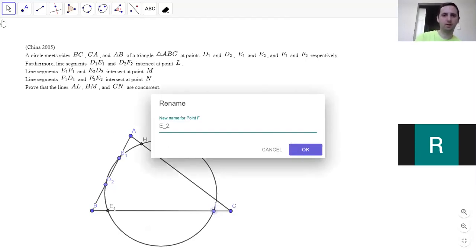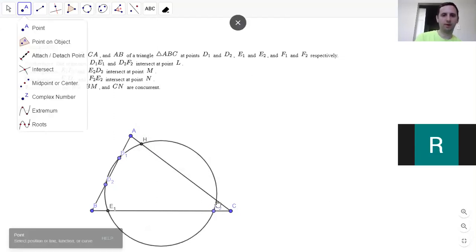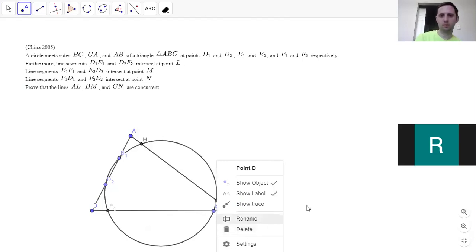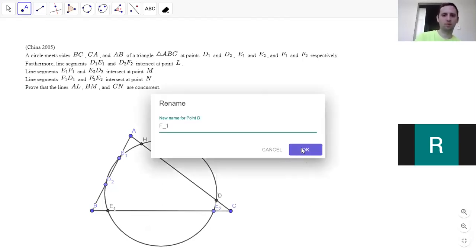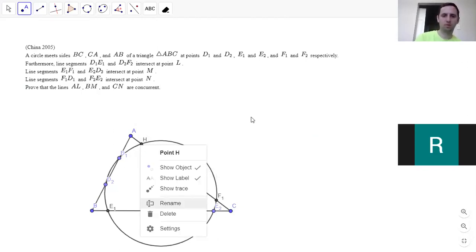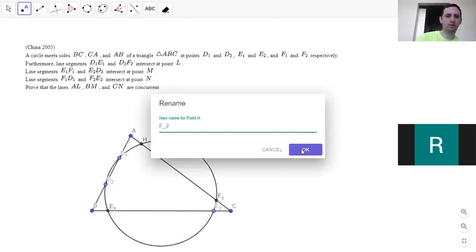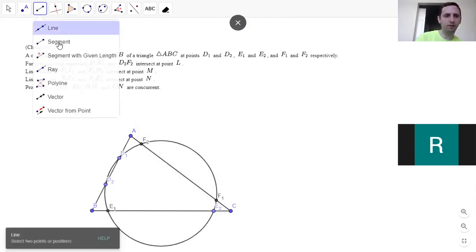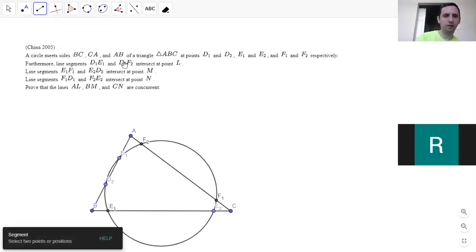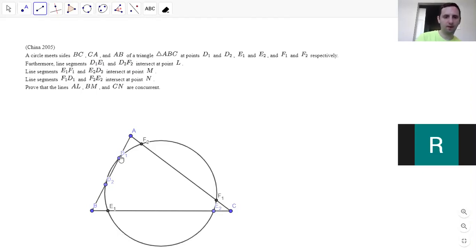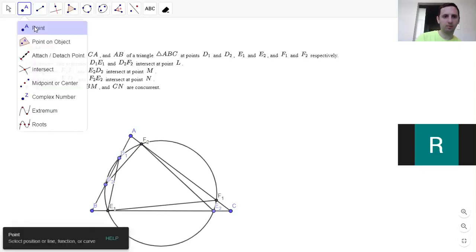And then we have points F1 and F2. And D1, let's see what it says. D1, E1, and D2, F2 intersect at L. So we have those two. And then E1, F1, and F2, E2 intersect at N, or M. So we draw those two. And then, let me just draw those points in.